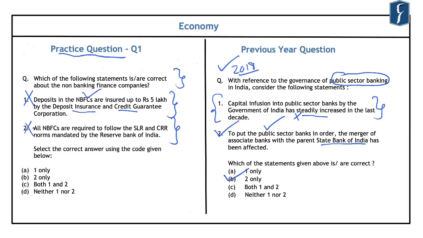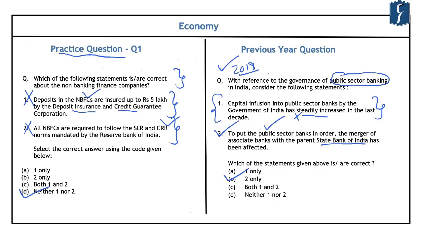Again, if you look at the second statement, it is also incorrect, because there are no CRR norms for the NBFCs. And even the SLR norms are only applicable to those NBFCs which are deposit taking NBFCs. So this second statement is also incorrect here. So the correct answer that comes out is D, that is neither statement 1 nor statement 2 is correct.